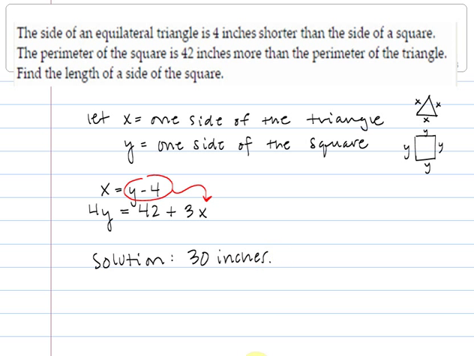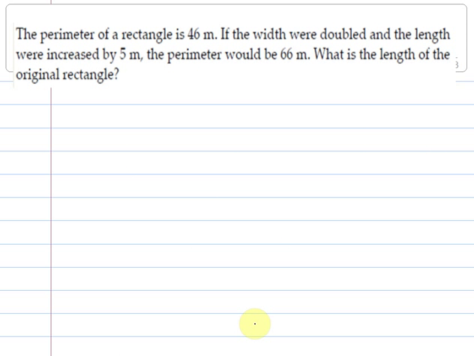All right, let's check out a second problem. The second problem reads, the perimeter of a rectangle is 46 meters. If the width were doubled and the length were increased by 5 meters, the perimeter would be 66 meters. What is the length of the original rectangle? So let's draw a couple rectangles here. Let me just draw an initial rectangle. And we're not told anything about the length or the width. We're just told that the perimeter is 46 meters.